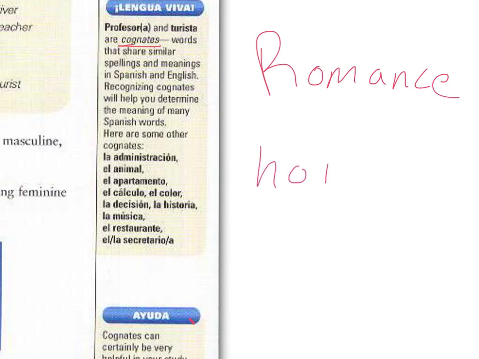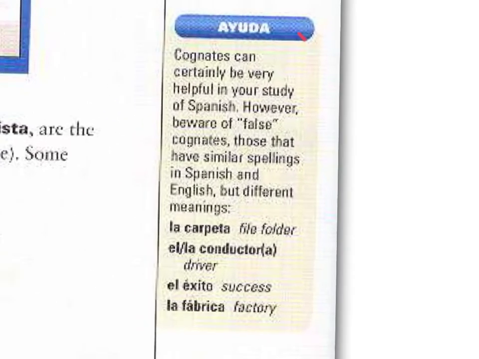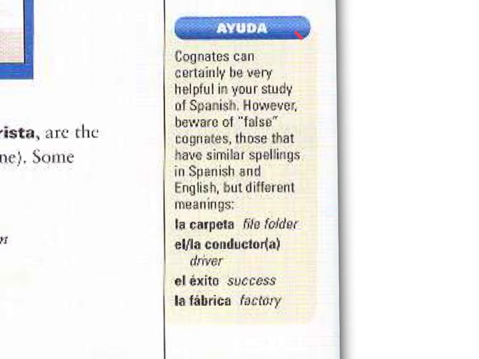Also, I was mentioning the word hotel. The H is silent. You don't pronounce that. It's just hotel. And it means hotel, even though it's exactly the same word as what we have. However, you've got to be careful because there are certain words that look the same that aren't the same at all. For example, carpeta means file, not carpet. Conductor means driver. I guess that's kind of similar to conductor. But éxito does not mean exit, but it means success. Fábrica is not fabric, but factory. Also, there are other ones, but one is sopa. It looks kind of like soap, but it actually means soup. So similar, but different enough.